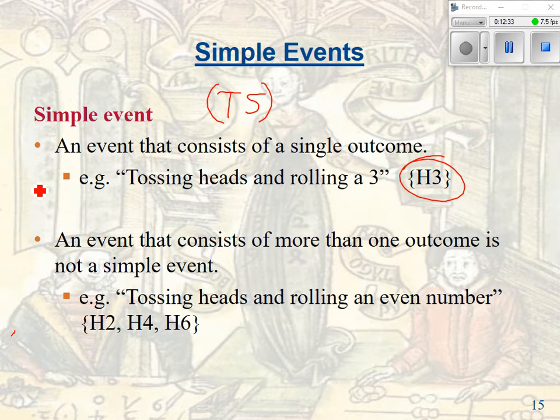An event that consists of more than one outcome is not a simple event. That's sort of common sense, right? And we're going to talk about those events later on in this chapter. Let's say you wanted to find the probability that you were doing these actions 2 or 3 times. You wanted to get a head 3, and then you wanted to get a tail 5. Then that's not a simple event because now we've stuck in more than one thing.